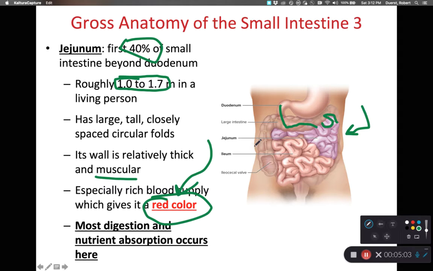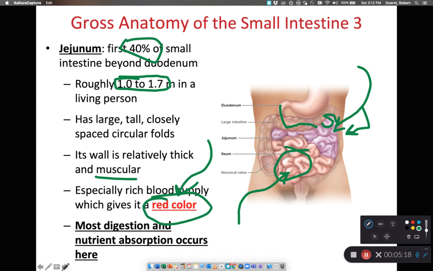So when you're looking at the abdominal pelvic models of plastic torsos in lab, you'll note that the jejunum of the model is going to have that bright red color or slightly darker coloration relative to the ileum, which is the third and final portion of the small intestine.